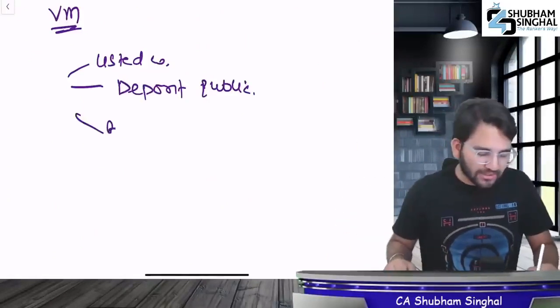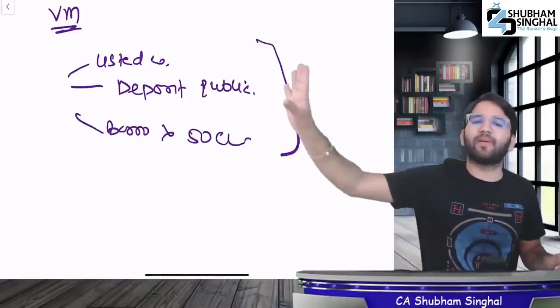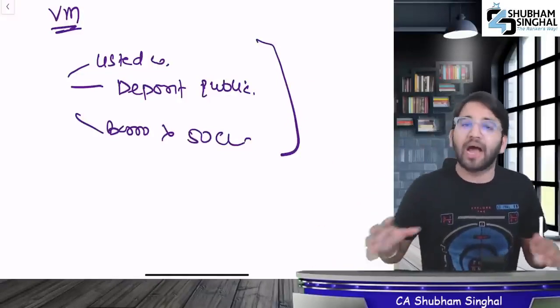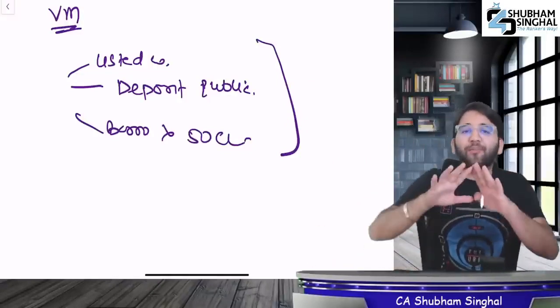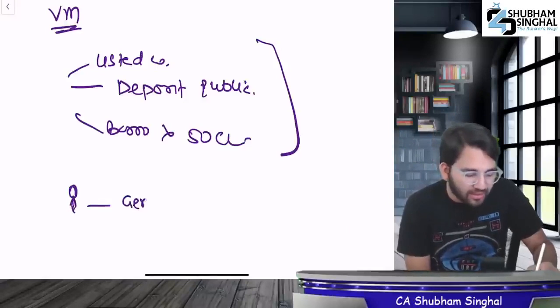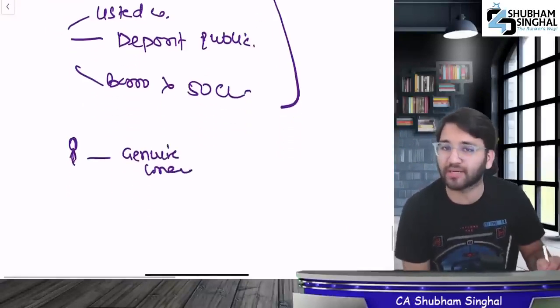And the third one is the company whose borrowing is more than 50 crore rupees. If a company meets any of these 3 conditions, what would you apply to it? The vigil mechanism provisions. What happens in vigil mechanism? You have to put in place a system where people can report their genuine concerns.